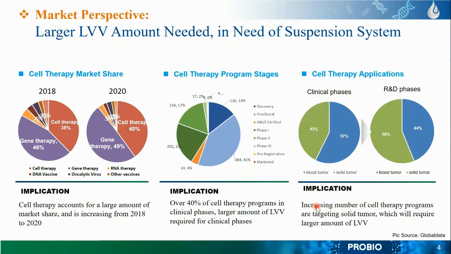So this is very exciting news. And even in the clinical phase, you can see 43%, and here is the 57%. Whereas in the R&D phases, it's 56%, and there are 45% for the blood tumor diseases.